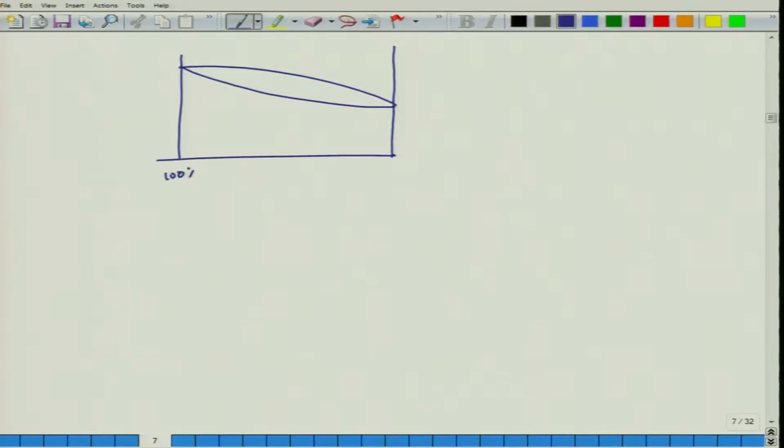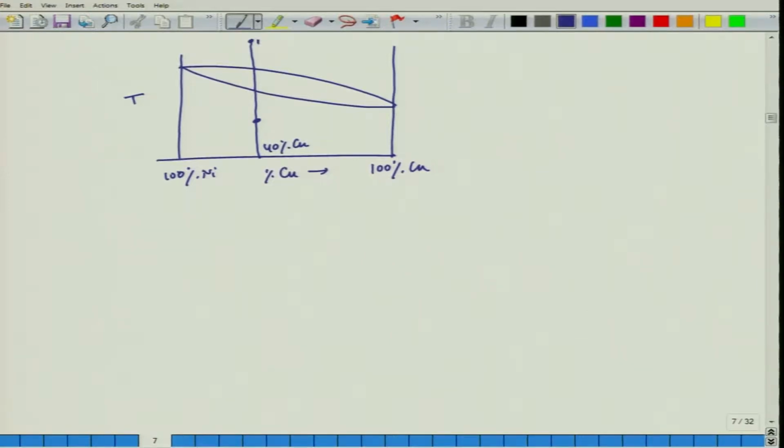this is 100% nickel, 100% copper, and percentage of copper increases this way. This is temperature. Now, let us take any composition like this, let us say we have taken 40% copper. If we take the temperature to this level, everything would be liquid. That means we can say it is a liquid alloy, and if we take it to this, we can say that it is a solid alloy.